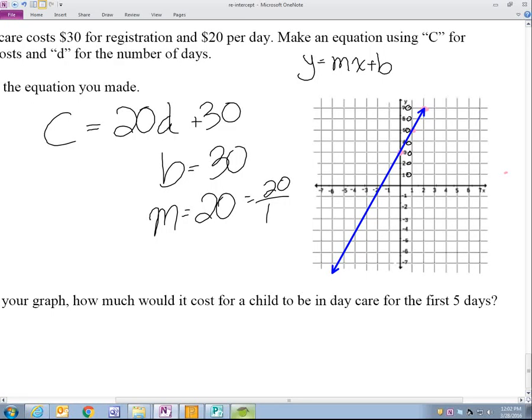Now, in our graph, we wouldn't be able to see it because it goes up at such a high rate. And also, you wouldn't have negative money, but this is just for demonstrative reasons. A daycare wouldn't pay you to put your kid there.